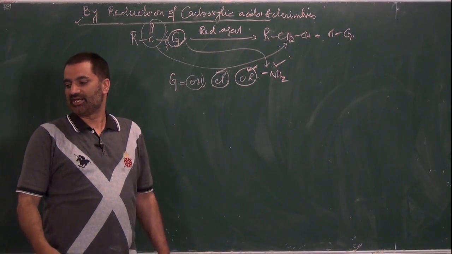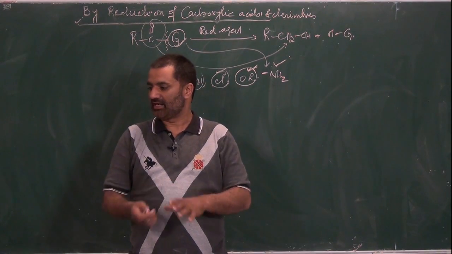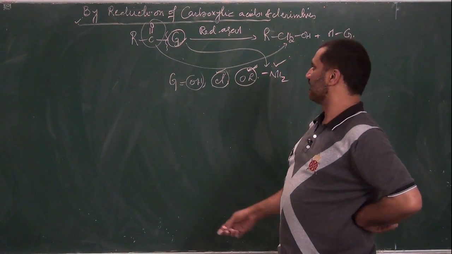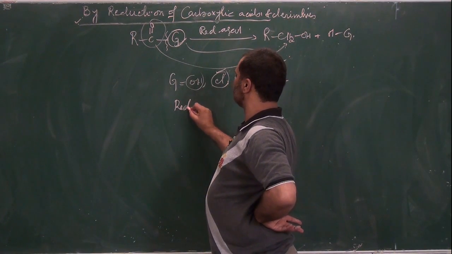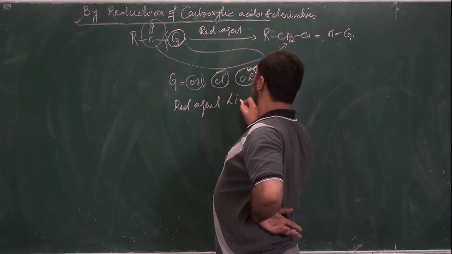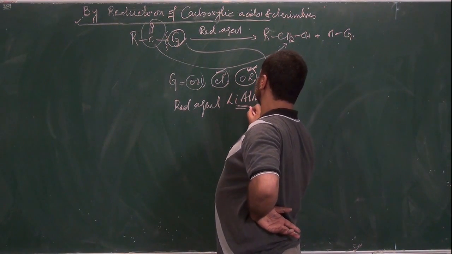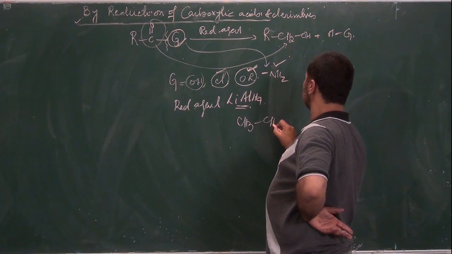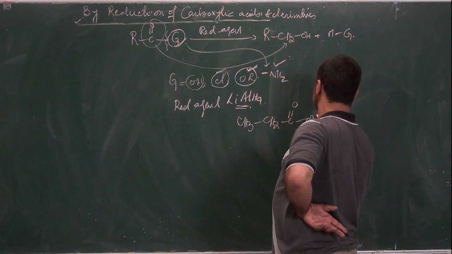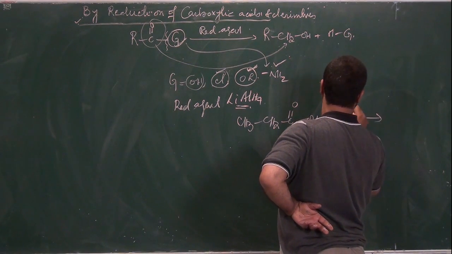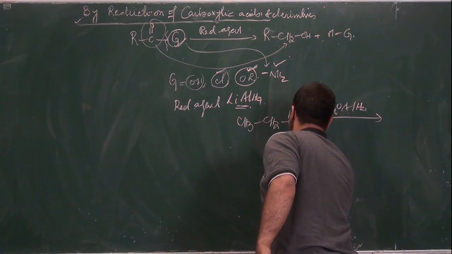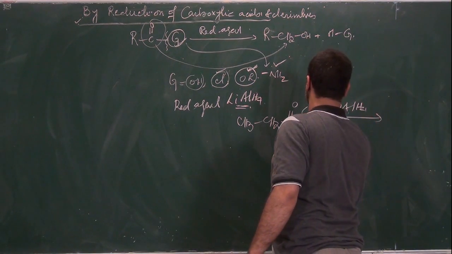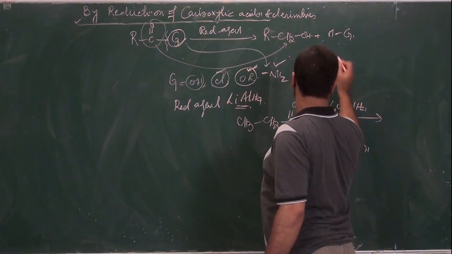So what are the reducing agents? The reducing agent is lithium aluminum hydride. This lithium aluminum hydride is a very, very important reducing agent. For example, CH3CH2COOH in the presence of lithium aluminum hydride results in the formation of CH3CH2CH2OH. So this is water, here it is G and it is H, HG, that is water plus water.